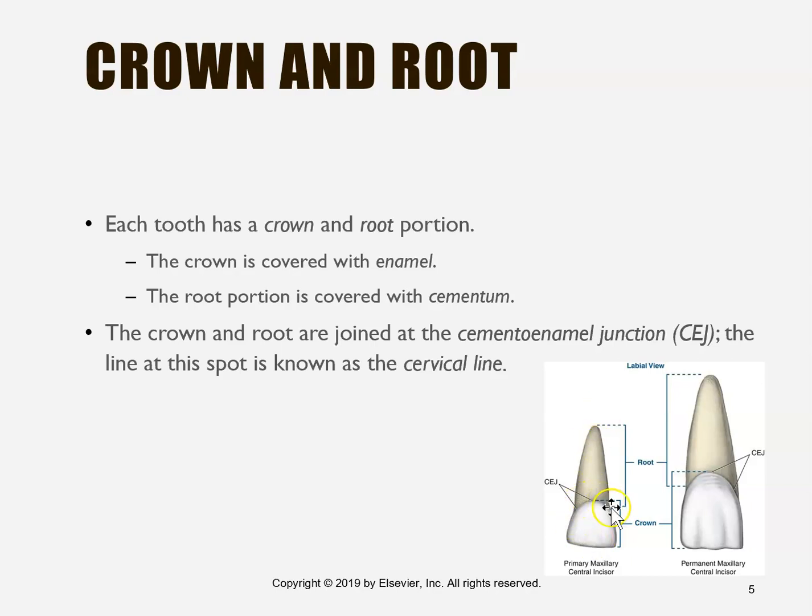Now this line right here is known as your cemento-enamel junction, or your CEJ. A junction is where two areas meet. And here, the cementum, which is covering the root, and the enamel, which is covering the crown, this is where they meet. Hence, this is the CEJ, also known as the cervical line.